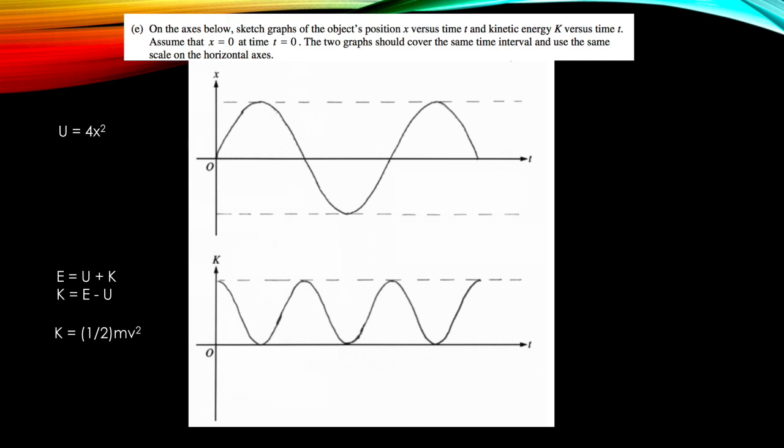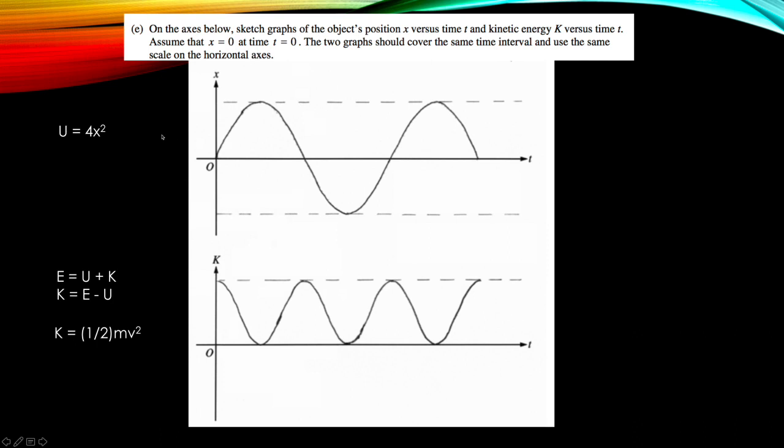Finally, part E asks us to sketch graphs of the object's position x versus time t and kinetic energy K versus time t. We have to assume that x is equal to 0 at time t equal to 0, and the two graphs should cover the same time interval and use the same scale on the horizontal axes. If you look at the formula for U, U is equal to 4x squared, which is the same as the typical equation of a spring, U equal to half kx squared. That's the general formula for a typical spring.